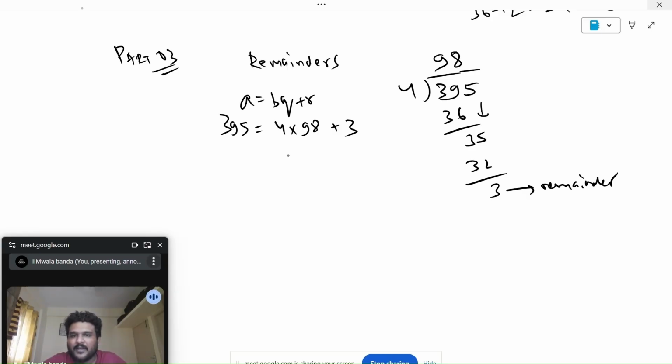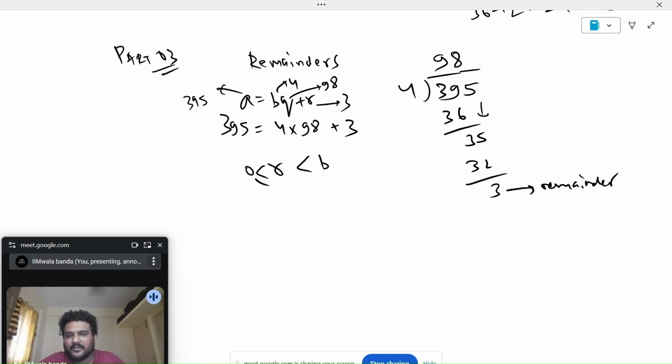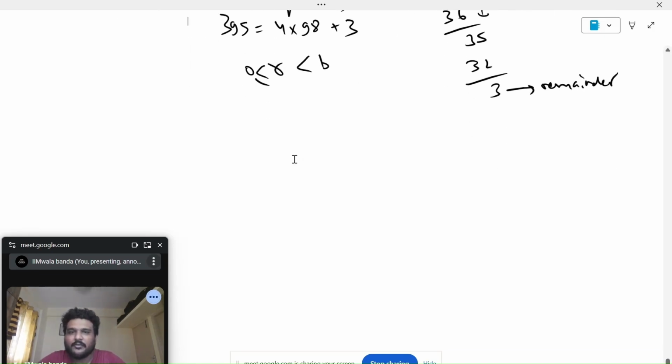So let's say that this is your remainder r. So r will always be greater than or equal to 0 and it will always be less than b. For example, in this case, b is 4, q is 98, r is 3 and a is 395. So this is like the basic notation for remainders.